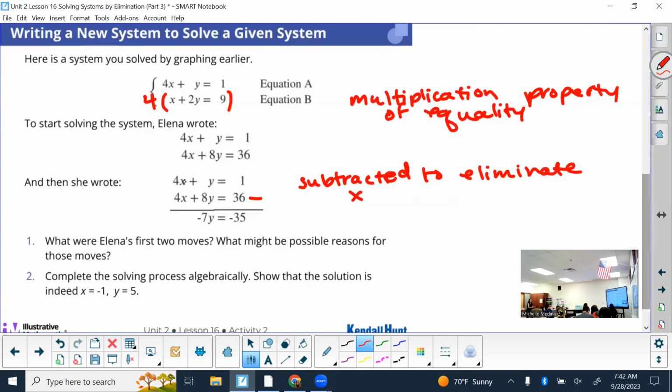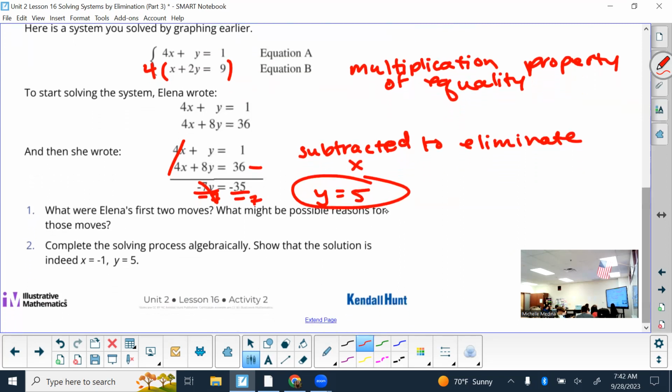So then, yeah, 4x minus 4x is 0. That's why there's no x term here. Y minus 8y is negative 7y. 1 minus 36, negative 35y. So then what's my value for y going to be? 5. Because then next she would have had to divide each side by -7. And that's how she gets that y is 5. Would she be done at this point? What would she have to do next? She would need to now substitute the y into one of the original equations and solve for x. Which one do you think would be easier for her to plug into?